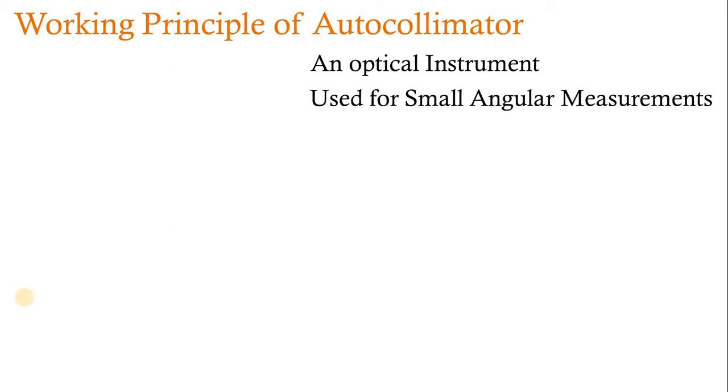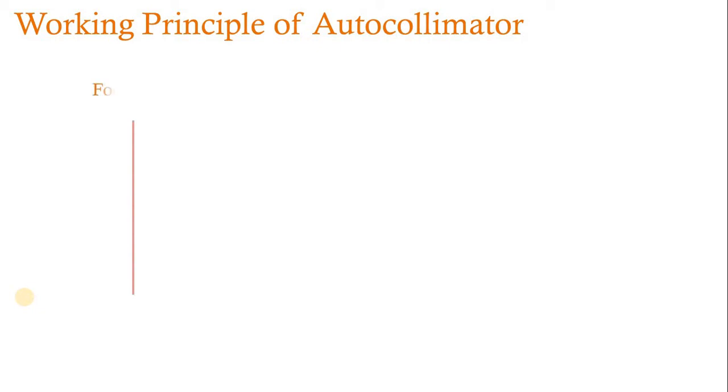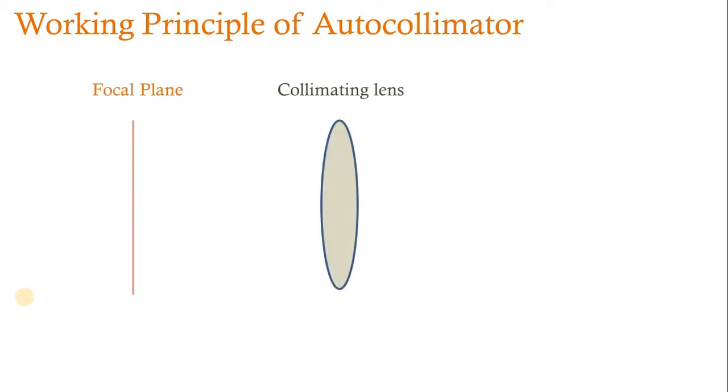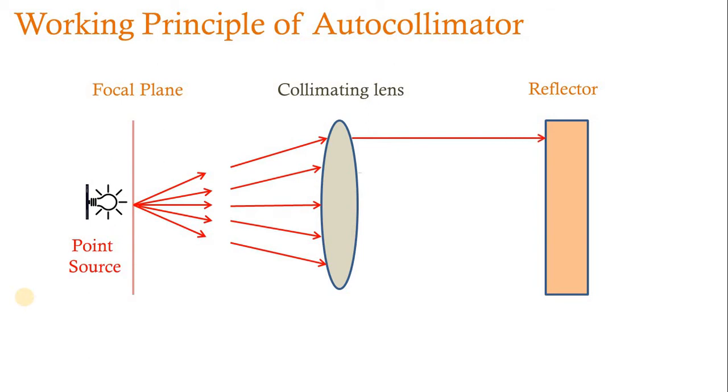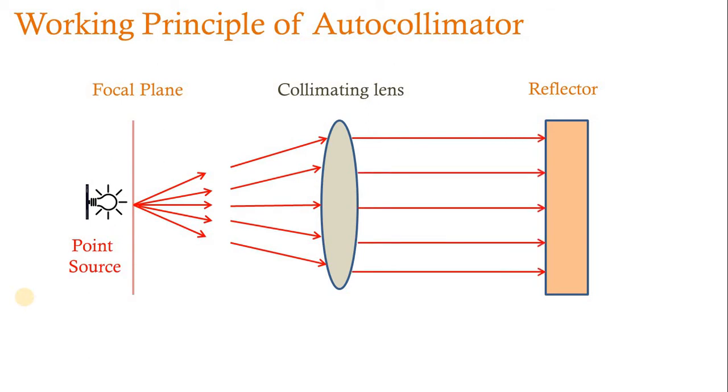Now we are going to see the working principle of the Autocollimator. For that, we have a focal plane. In front of that, a collimating lens is there, and the reflector from where the light is reflected. From the point source, the light comes out and is collected at the collimating lens, and it is transferred to the reflector as a parallel beam of light.